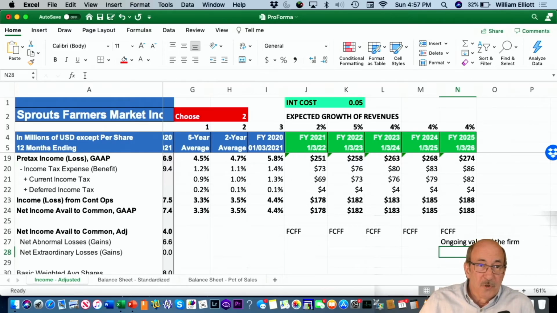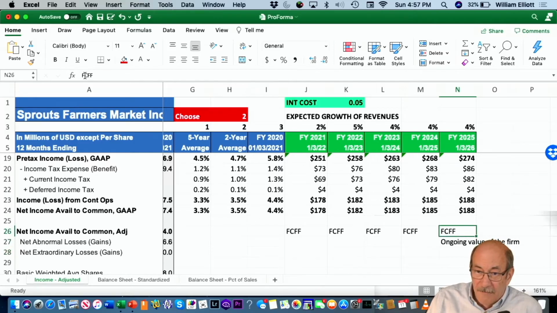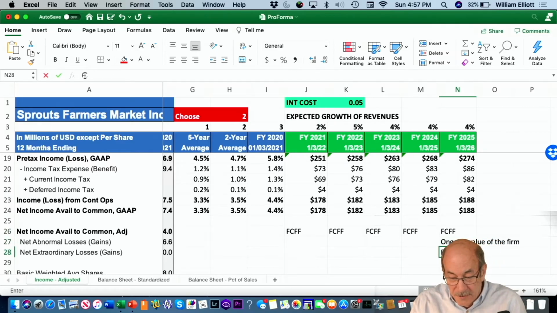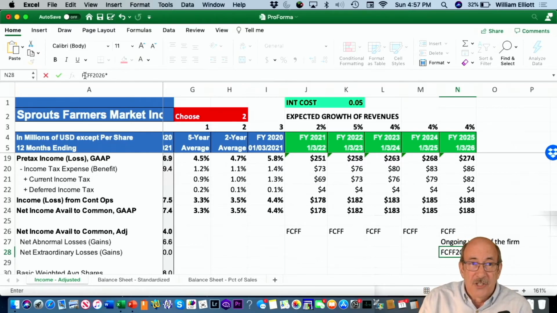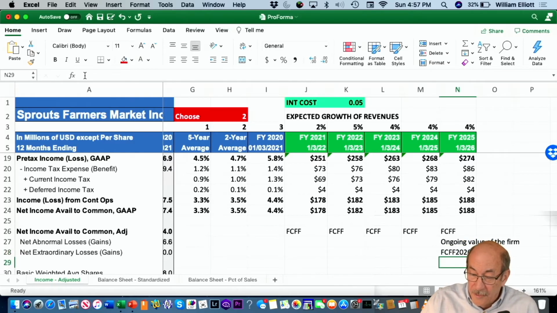I could use the free cash flows that I have estimated for 2025 and project that out into 2026. So let me say this is free cash flow to the firm for 2026, multiplied by some expectation that I have for the ratio of enterprise value of the firm to free cash flow to the firm. And that will give me the ongoing value of the firm.